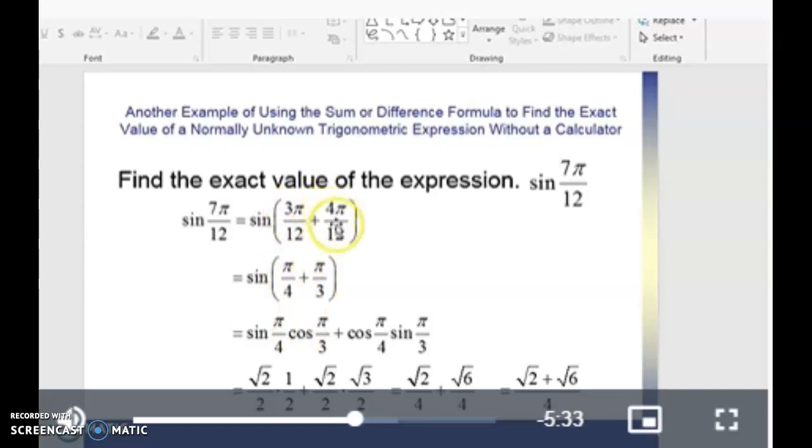Likewise, 4/12 reduces to 1/3, or 1/3 pi. Of course, with these, we have to hold on to the pi symbol. After that, it's simply plugging into the formula for the sum of the sine of two angles and simplifying as usual. Please pause the video as you need to study the provided examples.